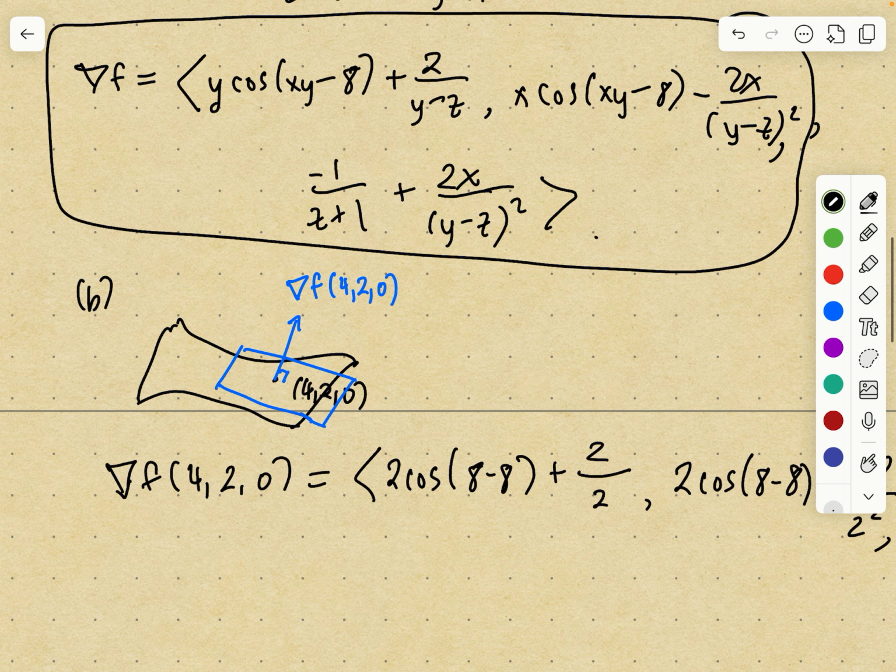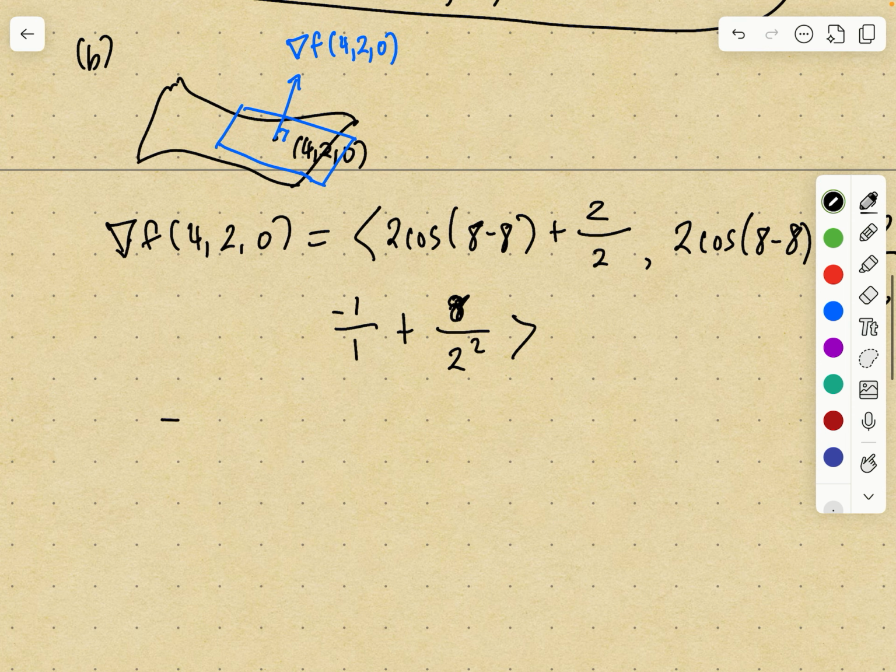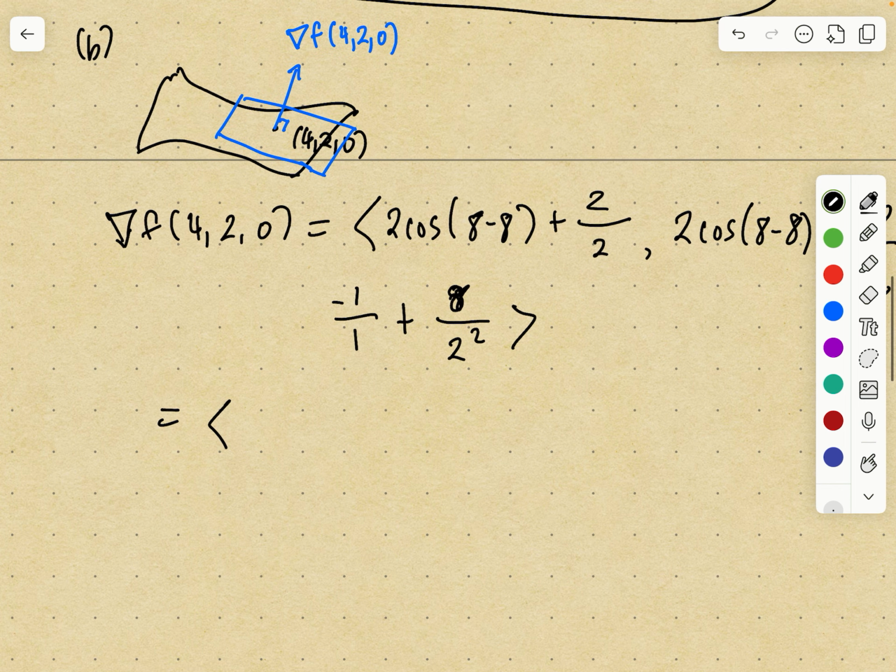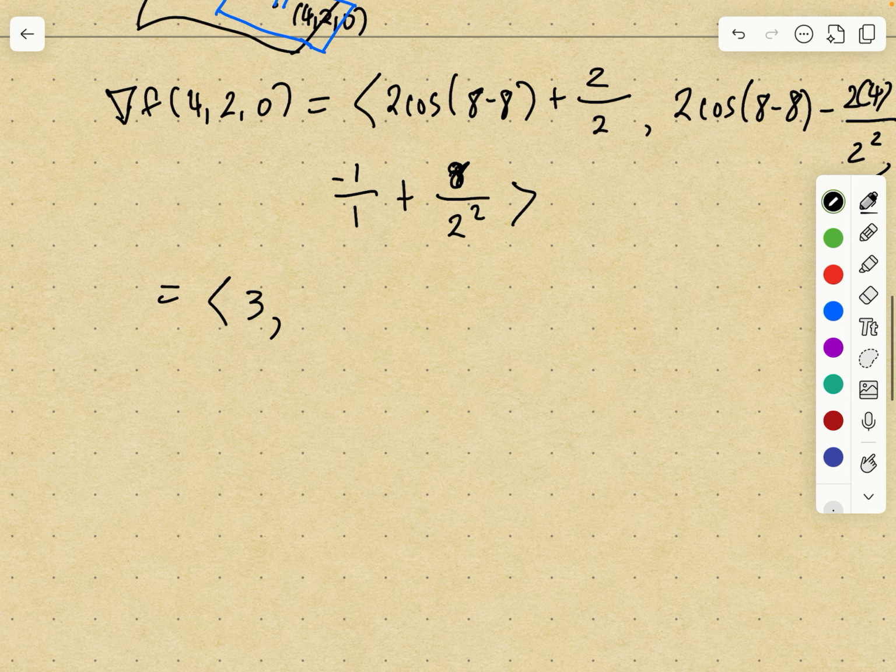And then comma, negative 1 over z plus 1, that's 0 plus 1 is 1, and then plus 2 times x is 8 over y minus z, that's 2 squared. Okay, let's simplify this. So the first term, I have 2 times cosine of a minus a. Well, a minus a is 0, right? Cosine of 0 is 1, so I get 2, and then plus 2 over 2. So that's 2 plus 1 is 3. And then I'm going to get 2 times cosine of 0, so that's 2, minus 8 over 4. So that's going to be 2 minus 2, which is 0.